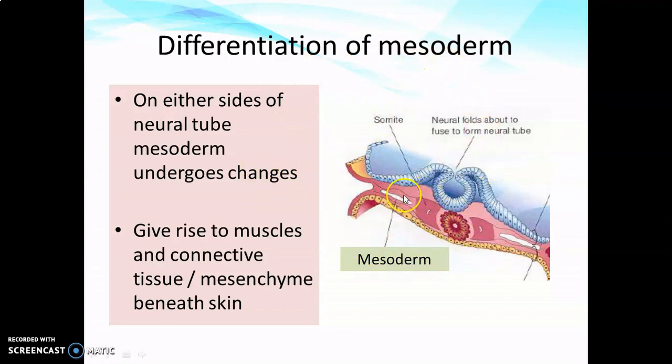So another event that takes place during this developmental time is differentiation of mesoderm. Mesoderm on either side of the neural tube is getting segmented into various blocks like somites, paraxial mesoderm, etc. but I'm not going into detail of it in this video. But I will tell one thing, that it gives rise to muscles and connective tissue, that is mesenchyme beneath the skin.